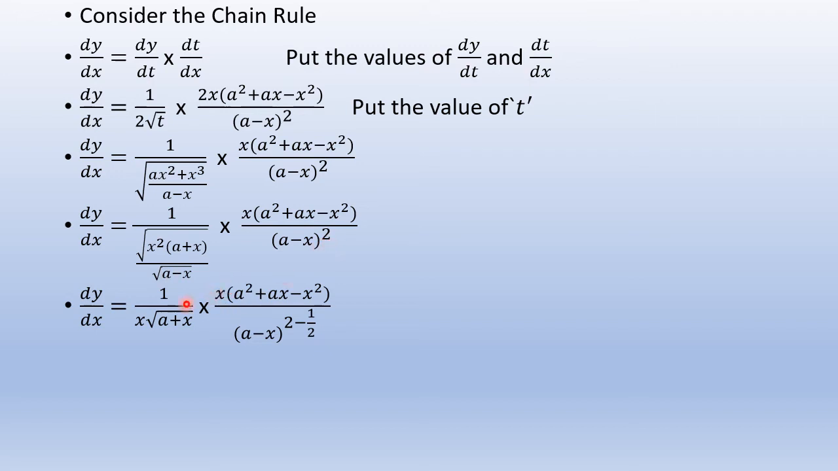So we cancel this x. This becomes power 3 by 2, and we write the remaining terms, and the final answer is (a square plus ax minus x square) divided by square root of (a plus x) into (a minus x) to the power 3 by 2. So this is the required derivative.